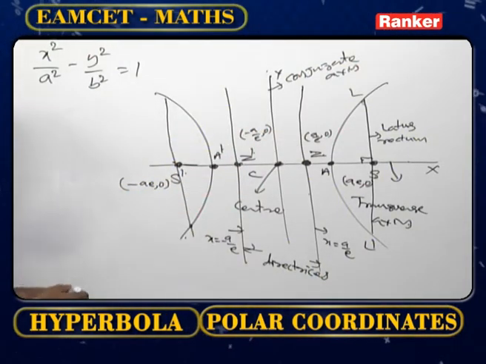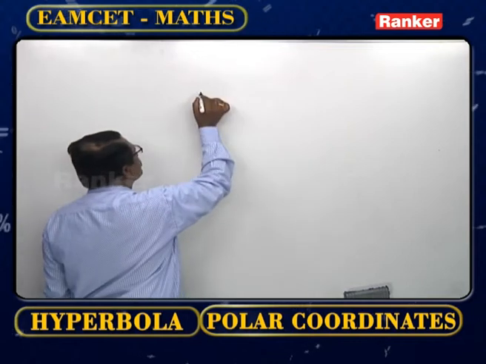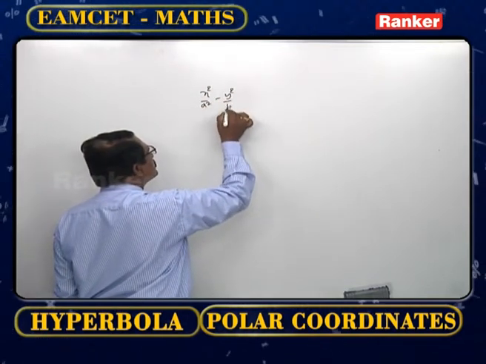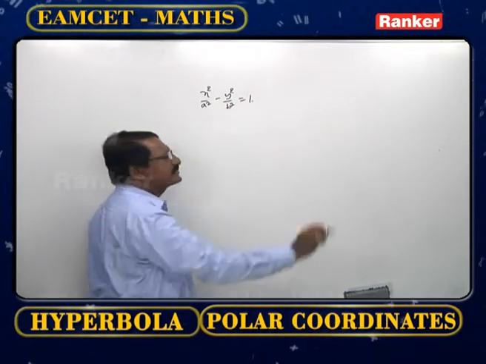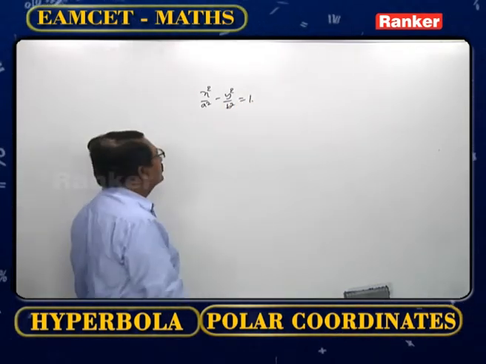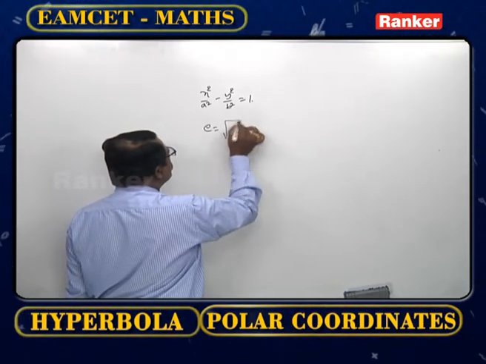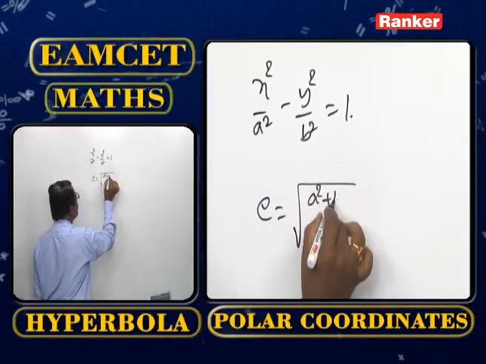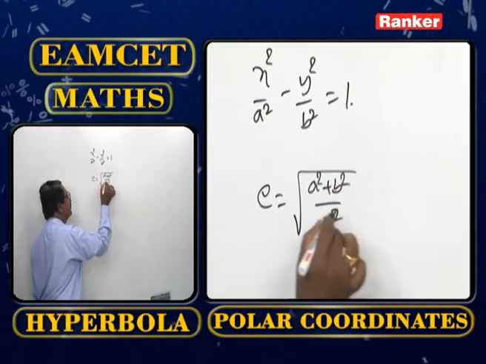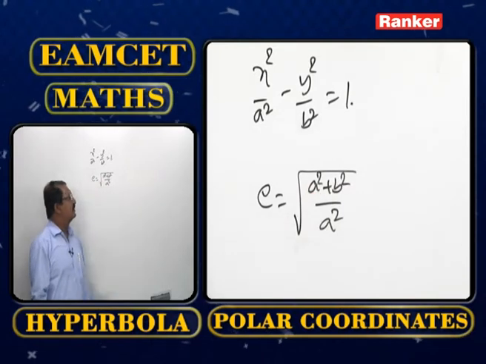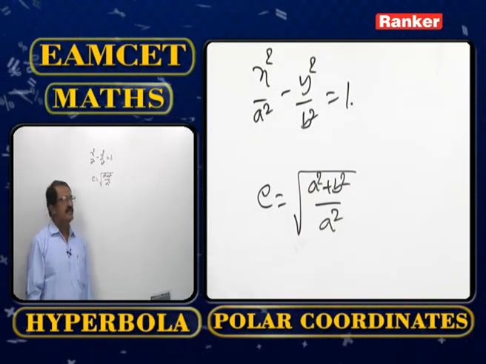Now, the hyperbola equation is x square by a square minus y square by b square equals to 1. The eccentricity of the hyperbola is E equals to square root of a square plus b square by a square. Whether a is greater than b or b is greater than a, there is no change. The eccentricity is always E equals to square root of a square plus b square by a square.